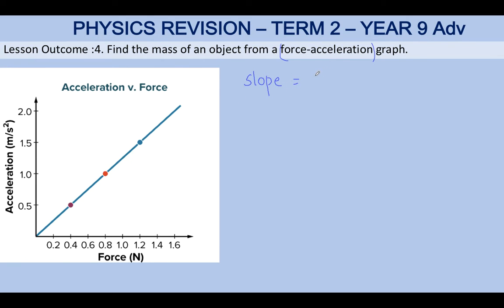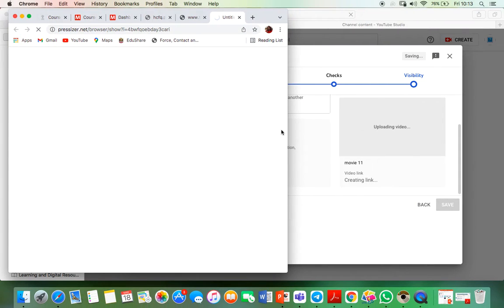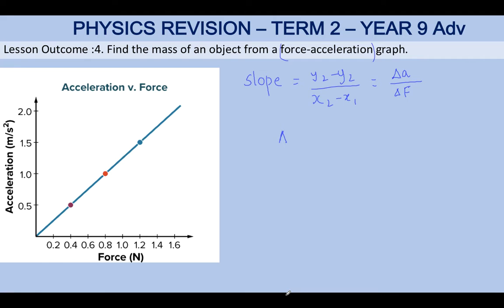You will have y-axis upon x-axis, right? y2 minus y1 over x2 minus x1. So you would have delta acceleration upon change in force, right? So basically, the slope of the graph equals, sorry, acceleration upon the force. So what is this quantity equal to?